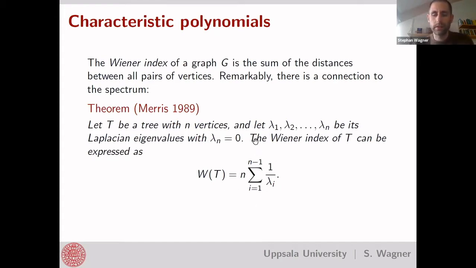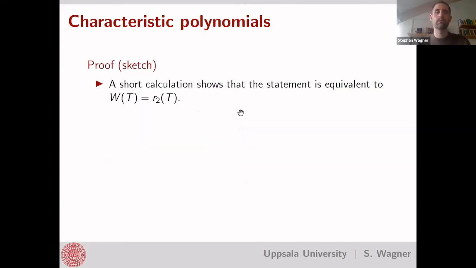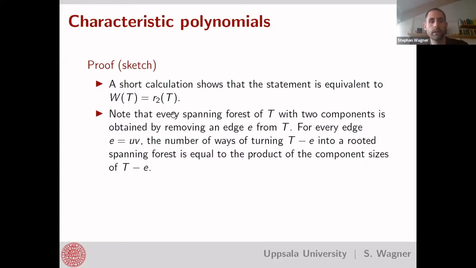So this is maybe a surprising little factoid that you can also relate a spectrum to something that's seemingly completely different. And that's got something to do with distances in the graph, more specifically a tree. And the way to get that is that first one applies Kellman's result on the characteristic polynomial. Then with some short calculation, you show that the statement is just equivalent to proving that the Wiener index is equal to R2, the number of rooted spanning forests with precisely 2 components.